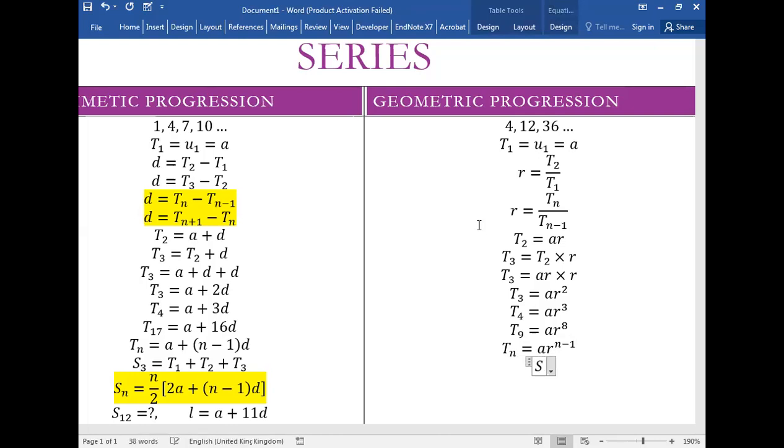Now, for this one, Sn, the sum of n terms, is a times (1 minus r to the power n) upon (1 minus r). Sn means the same thing, the sum of the first n terms. Is this clear? All the formulae will be provided. No need to memorize anything. Just understand the trend and the pattern.